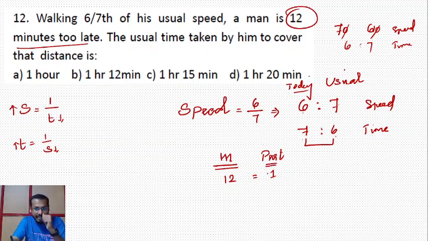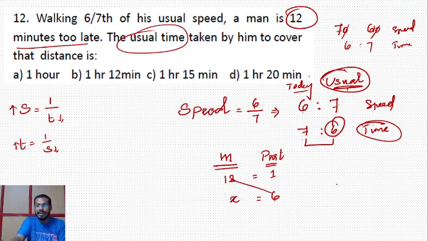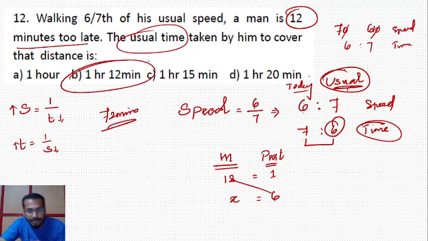Now what is the question? The question is the usual time taken by him. Usual time. Time is here, usual is here. Usual time is 6 parts. So 6 parts is equal to what? That's what the question is. So just multiply 12 by 6, which is 72 minutes. That is nothing but 1 hour 12 minutes. That's the answer. Clear?